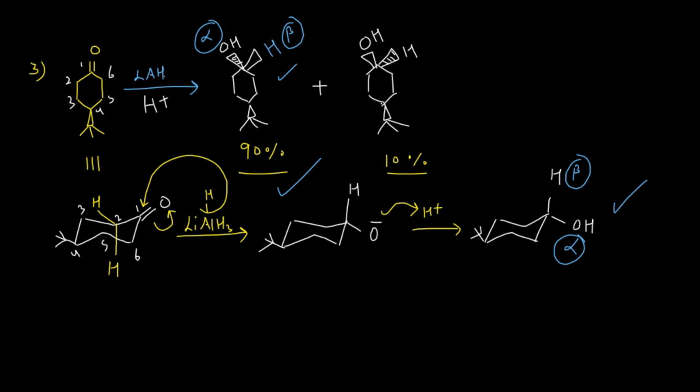If you want, you can convert this and make this 6-membered ring, and put this OH below the plane, and then put this hydrogen above the plane. So this was your major product. And please note this particular point, why actually it is happening.